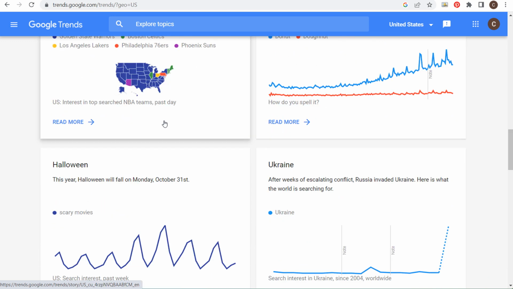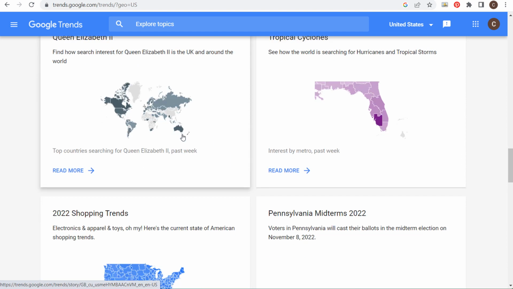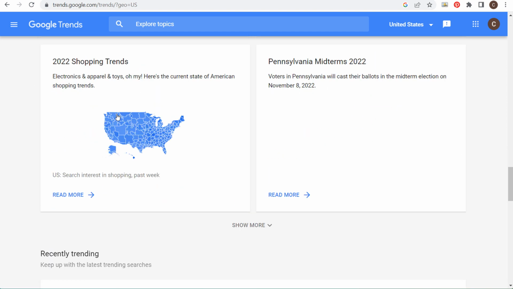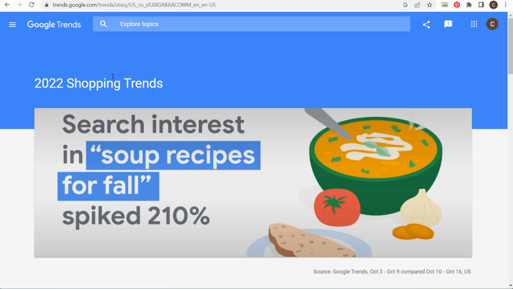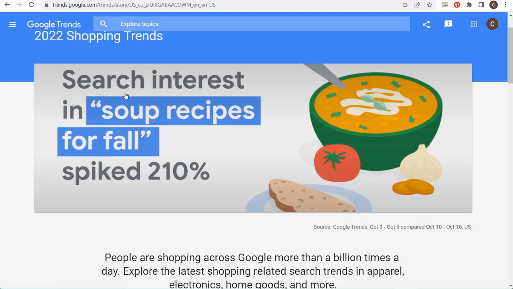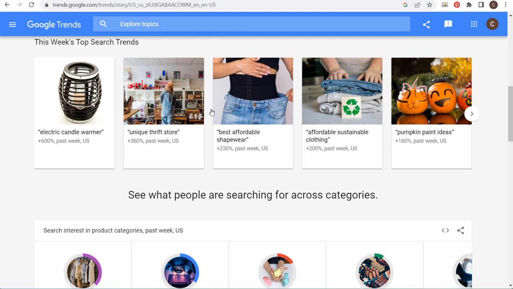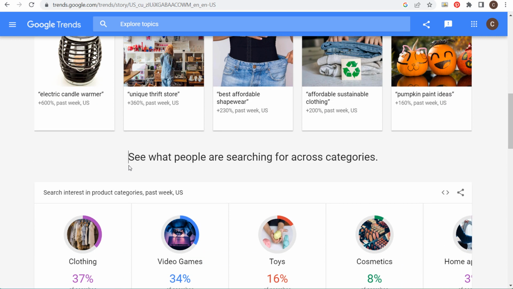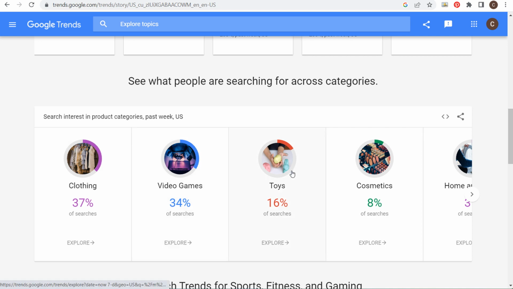So what can be useful is if we scroll down here, you're going to see Halloween. We have some of these different things that people are searching for. And then we have the 2022 shopping trends. So something like this could be really useful because obviously they're going to be looking at what people are looking up the most. So you don't get this type of page for every single topic, which I wish you did, because if we knew exactly what the top search trends are and we can see what people are searching for across different categories, make it a little bit easier for us.